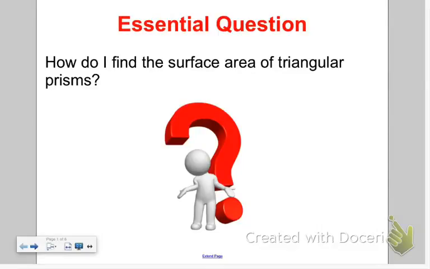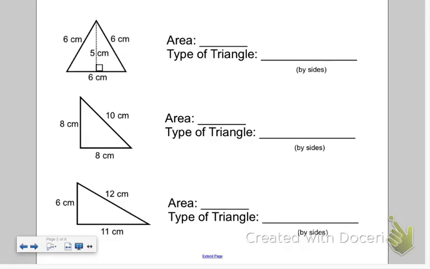In this lesson, we're going to answer the question, how do I find the surface area of triangular prisms? So before we get into actually finding surface area of triangular prisms, let's talk about triangles. Take a look at our first triangle.